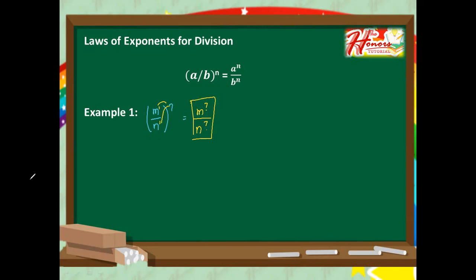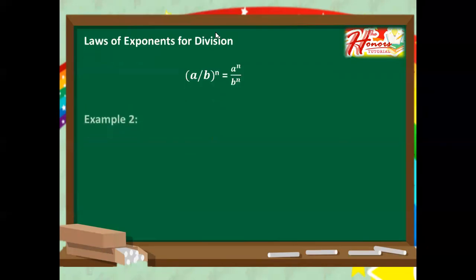Let's have number 2. The other example here is the quantity of CD over EF squared. Same process, though we have here additional variables unlike the first example. Please distribute the exponent which is outside the parentheses to all of the terms that we have inside our parentheses. Same concept also.